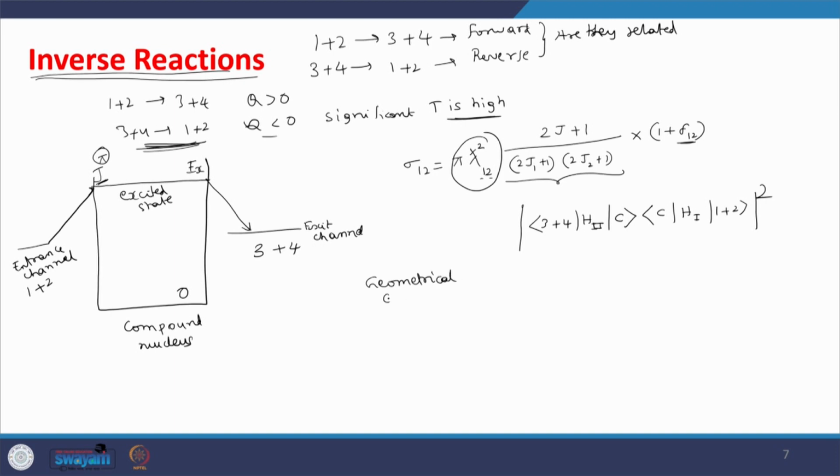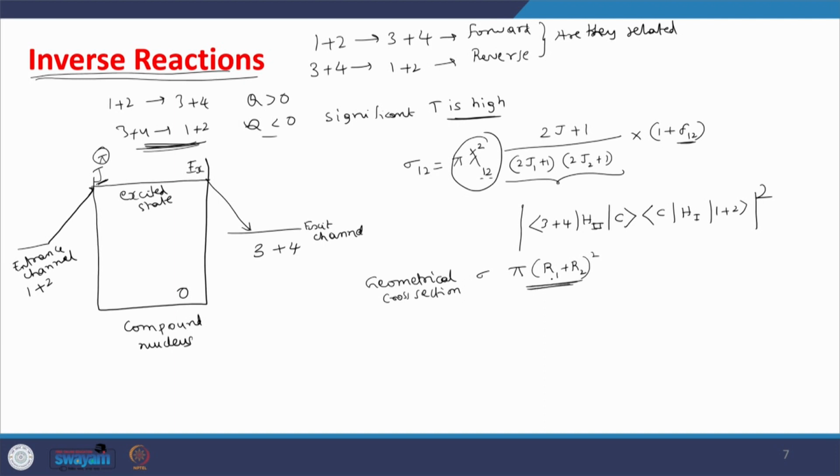I think I have already discussed this, but let me quickly do a review. Geometrical cross section is nothing but pi r square, right. R is basically the radius of the projectile or the radius of the target. You can use any symbols of your wish. This is a geometrical cross section.